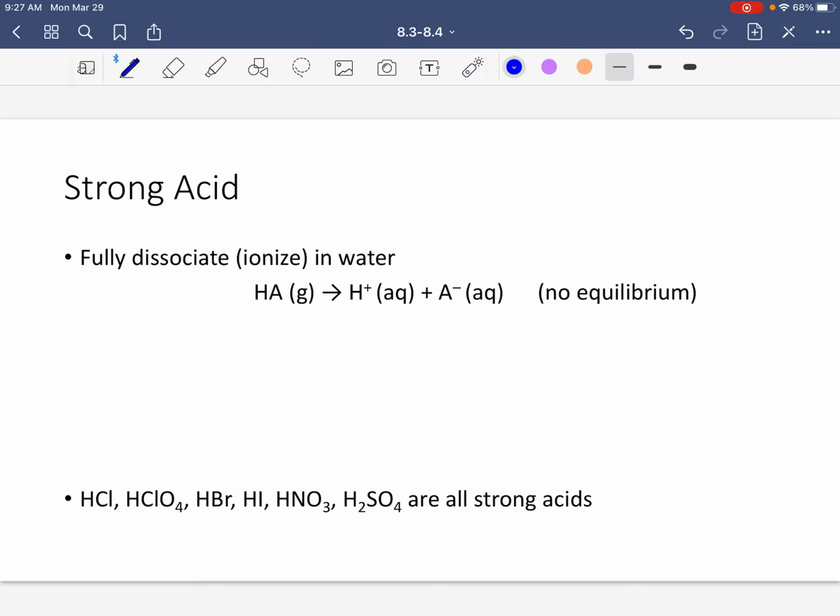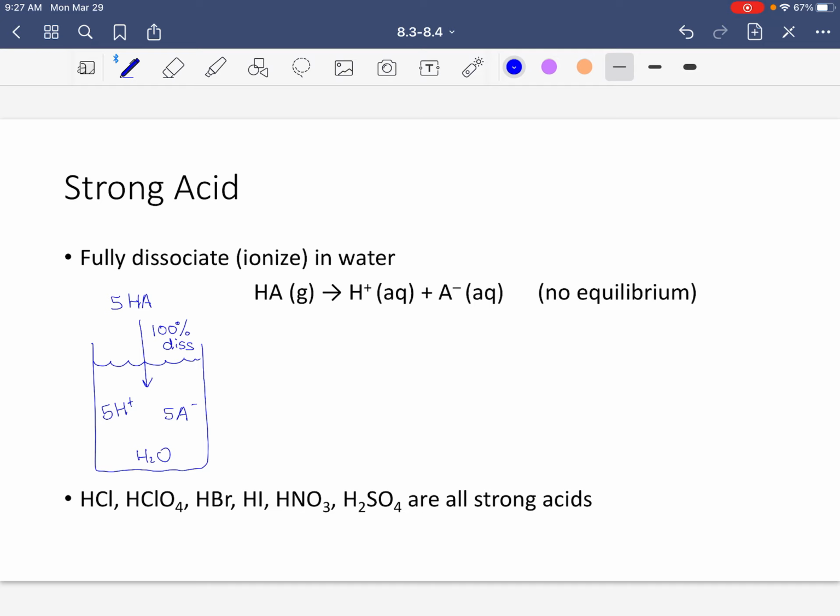So let's do this a little graphically right here. So here's a beaker of water, okay? And here's your acid. Because it is a strong acid, it will 100% dissociate. Okay? So as I said, if you have, let's say, 5 of these, once it's in water, it will ionize to give you 5 H plus and 5 A minus. Okay, that's, I guess, the beauty of this.